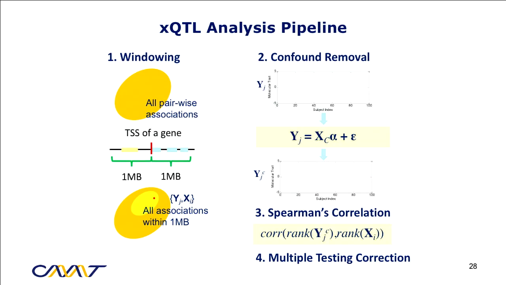All right, now back to XQTL analysis. So here's the pipeline. First, for all pairs of associations, we apply a window to reduce the number of associations to be tested. And then for each molecular attribute, we remove the effects of confounds. And then we apply Spearman correlation between the denoised molecular feature and the SNPs that are within the window. And then after that, remember to do Bonferroni correction or some kind of correction.